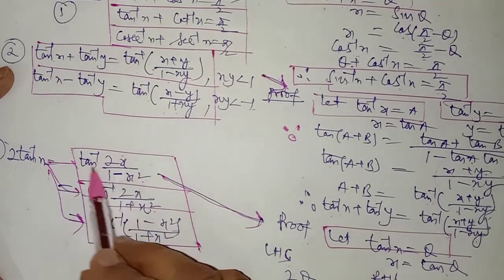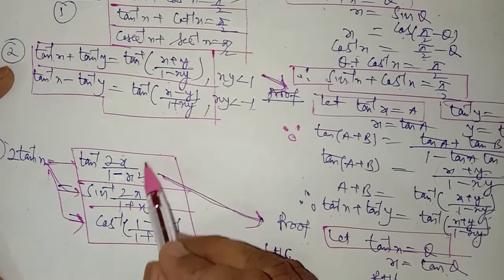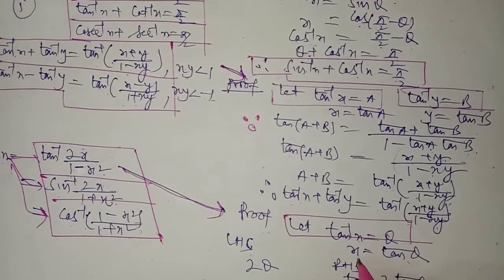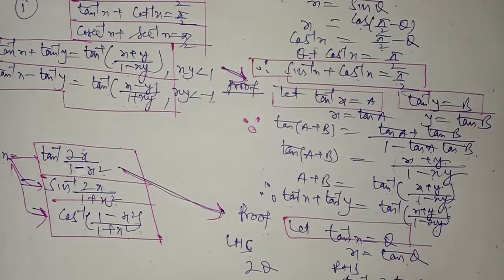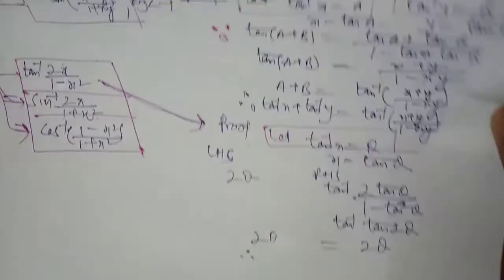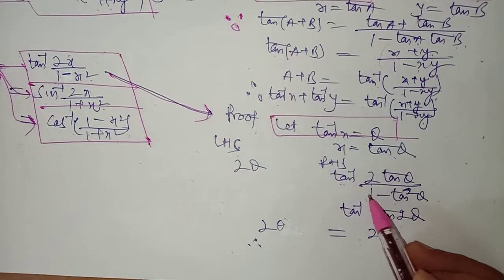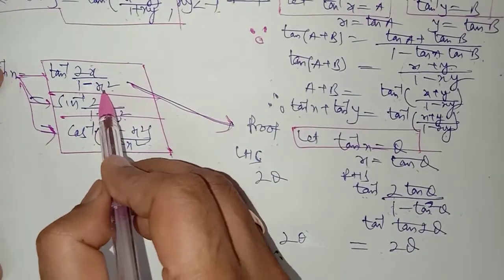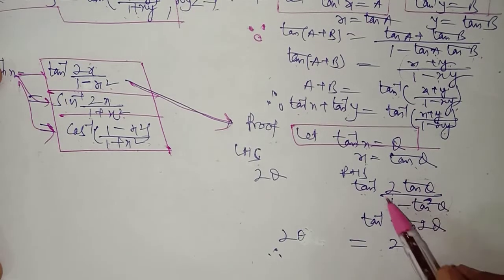Now I will also prove that all these three are also equal to 2 theta. I am taking this, proving this. You can prove this by yourself. So the right hand side will become, since x is equal to tan theta, tan inverse of 2 tan theta upon 1 minus tan square theta, because I put the value of x here as tan theta, and this is the formula for tan 2 theta.